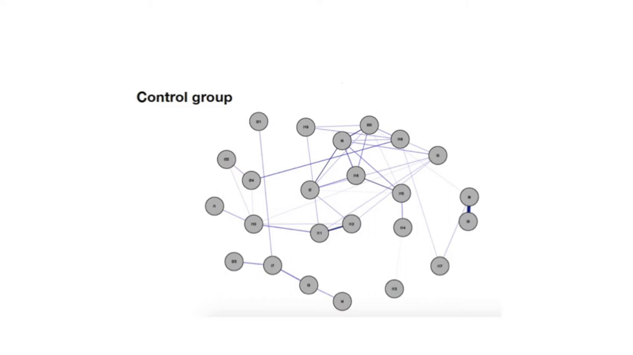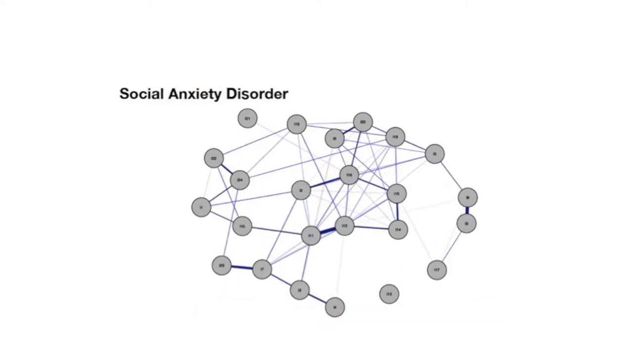And this is the control group here. I'm just going to toggle between these. We've arranged it so we get the same relations between the symptoms. But you see, with the control group, you get fewer edges, and some of these will appear for the first time with the social anxiety disorder group, and others are just simply thicker.